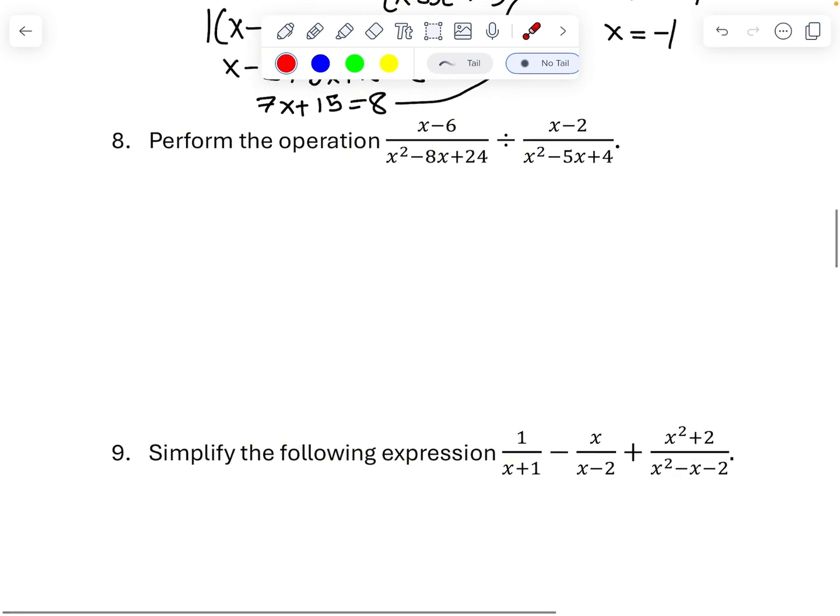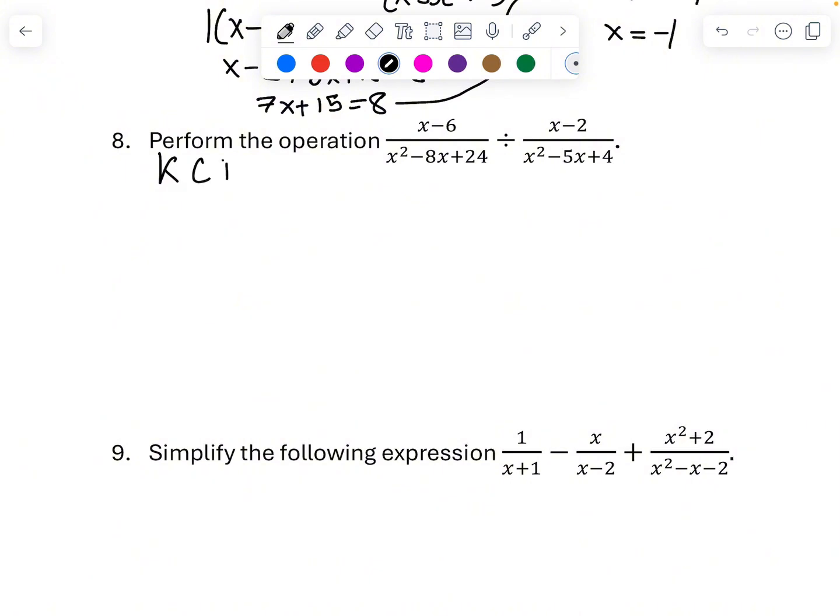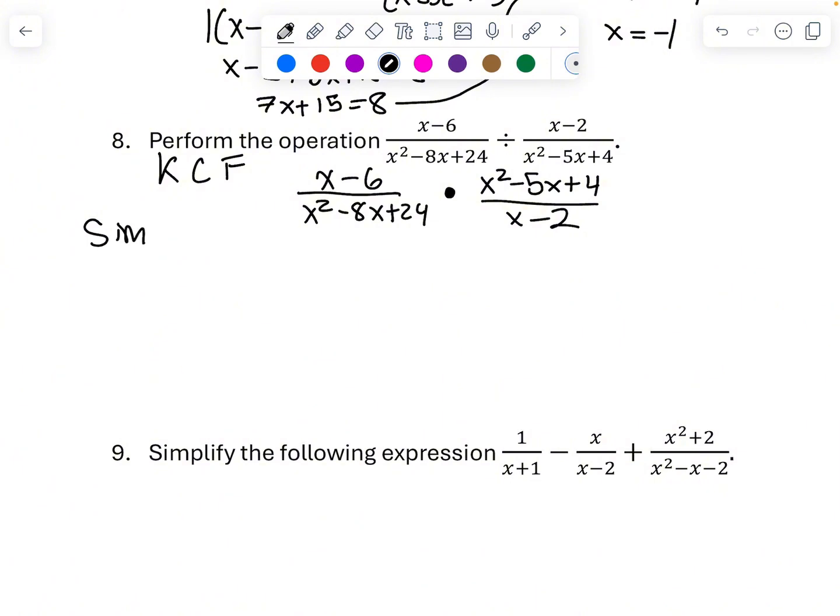Now let's talk about division. Division of fractions just in general. Before you do anything, you must do keep, change, flip. Keep the first fraction. Change the division to multiplication and flip that second fraction. Then we are going to simplify everything that we can.